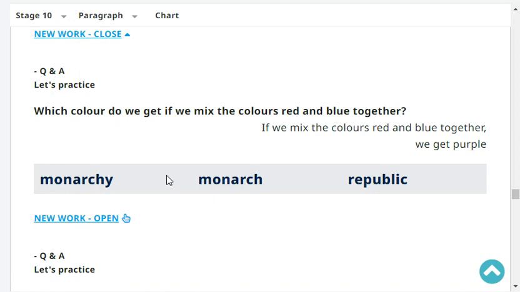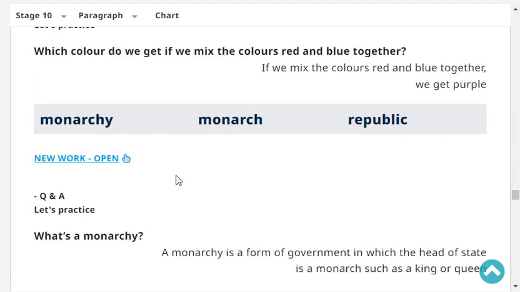Okay, let's practice. Which color do we get if we mix the colors red and blue together? If we mix the colors red and blue together, we get purple. Very good.